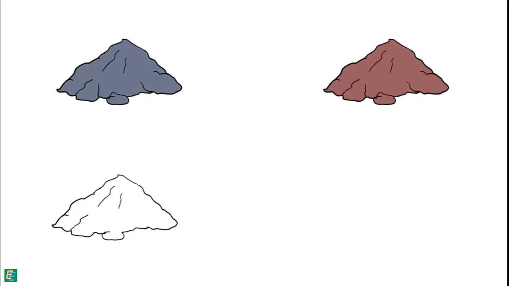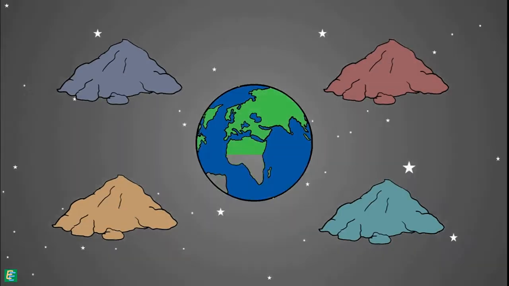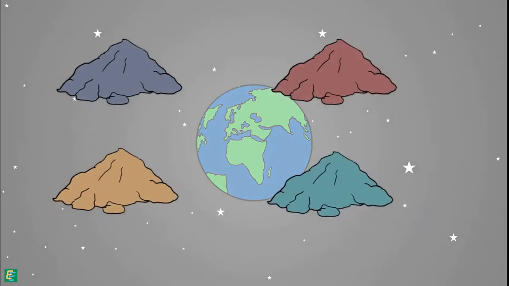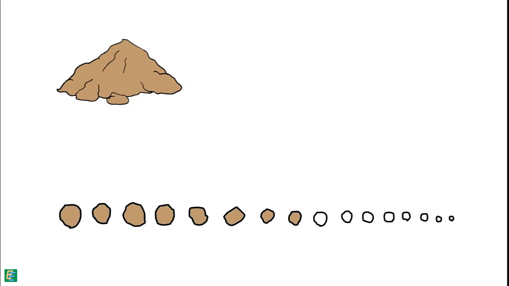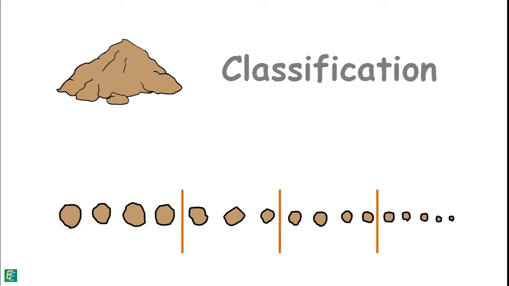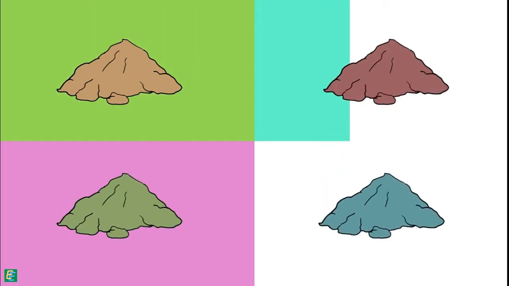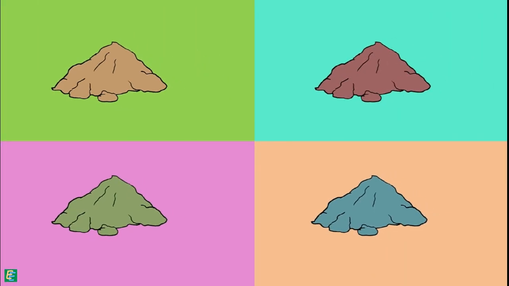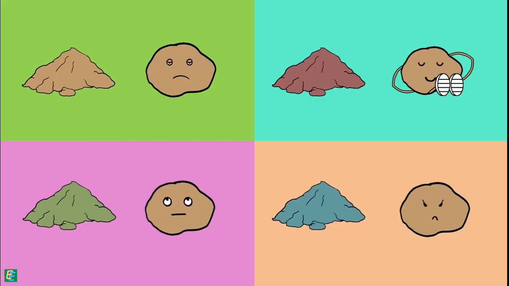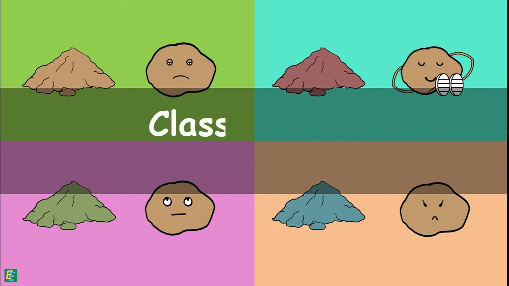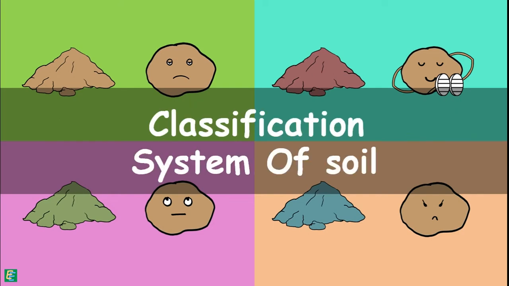There are numerous amounts of soil present on the surface of Earth, each containing soil particles of different sizes, shapes, and composition. If we classify and categorize soils, it will be convenient for us to study them. We arrange the soils into different groups, such that soils in a particular group have similar behavior. This arranging of soil is called classification system of soil.